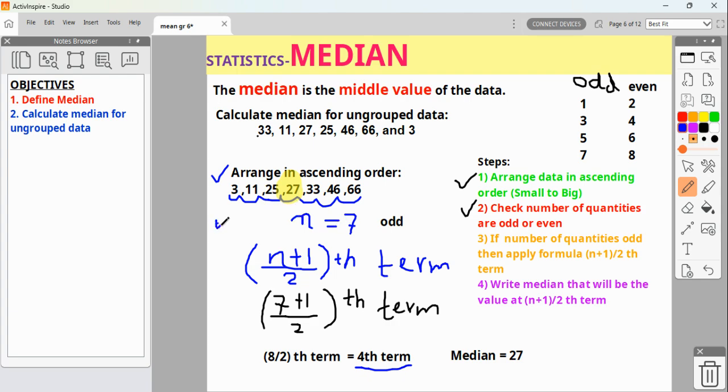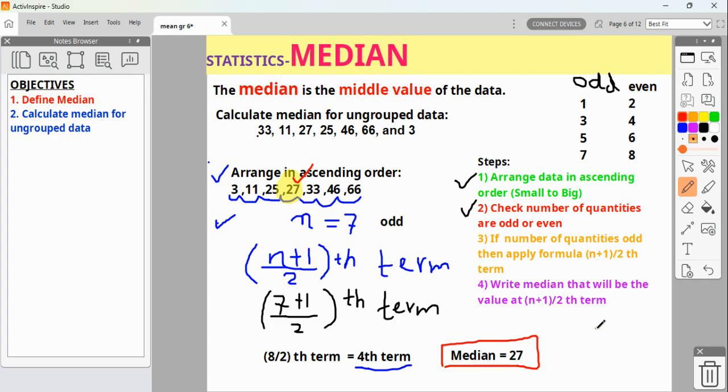So our number of quantities is odd. Then if odd, we will apply the formula (n plus 1) over 2th term. So n is 7 because there are 7 quantities. So we did n plus 1, which means 7 plus 1 by 2th term. 7 plus 1 will be 8, by 2th term. 8 by 2 is 4. So our median is not 4, the median is the fourth term in the given data. We have already checked the fourth term: 3, 11, 25, and 27 is written at the fourth place. The fourth term is 27. So our median answer is 27.